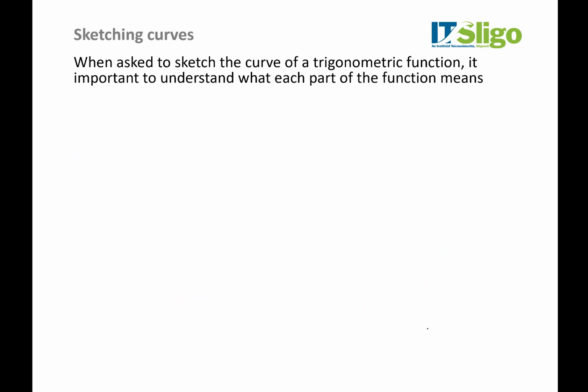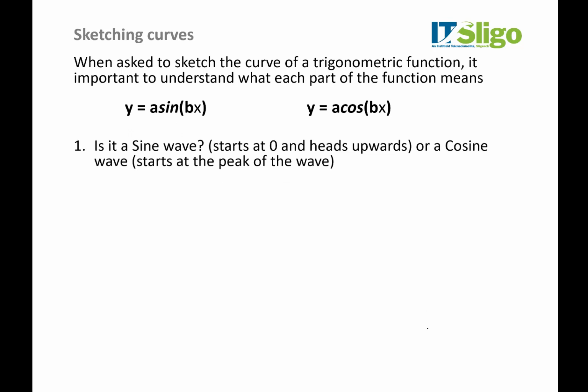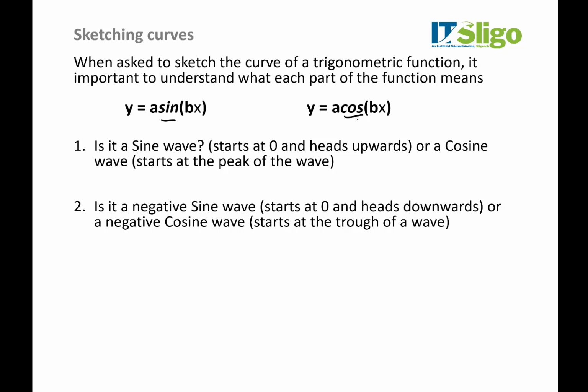So if we're asked to sketch a curve, it's important to understand what each part of the function means. First of all, is it a sine wave? As we saw, a sine wave starts at 0 and heads upwards. Or is it a cosine wave? That starts at the peak. That's the first question you ask. The next question is, is it negative? Remember, a negative sine wave starts at 0 and heads downwards, or a negative cosine wave starts at the trough of the wave and heads upwards.